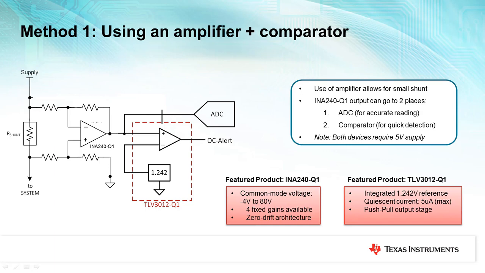In this example, we showcase the INA240Q1 family because of their balance between accuracy and cost effectiveness. The highlighted comparator here is TLV3012Q1, a low-power AEC100 qualified comparator with an integrated reference. The integrated reference allows for easy comparisons and also saves on board space. Let's compare this common implementation to method 2 next.